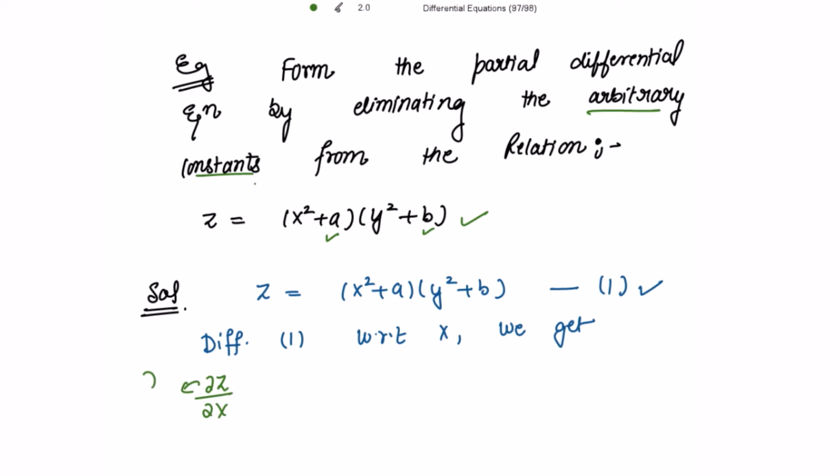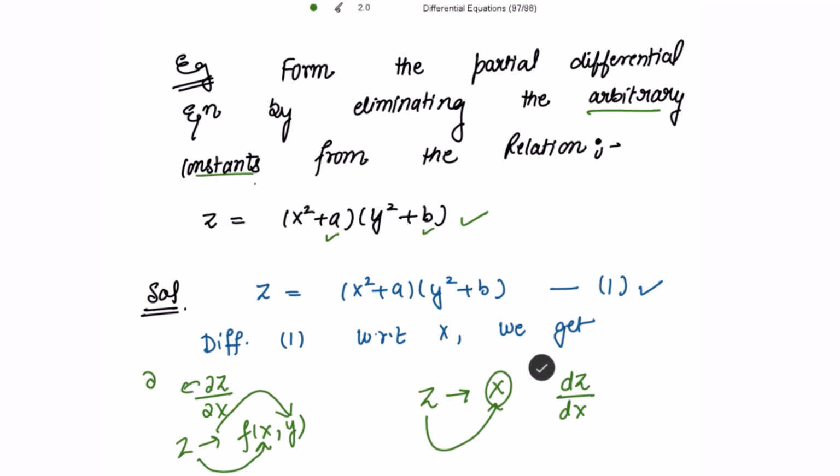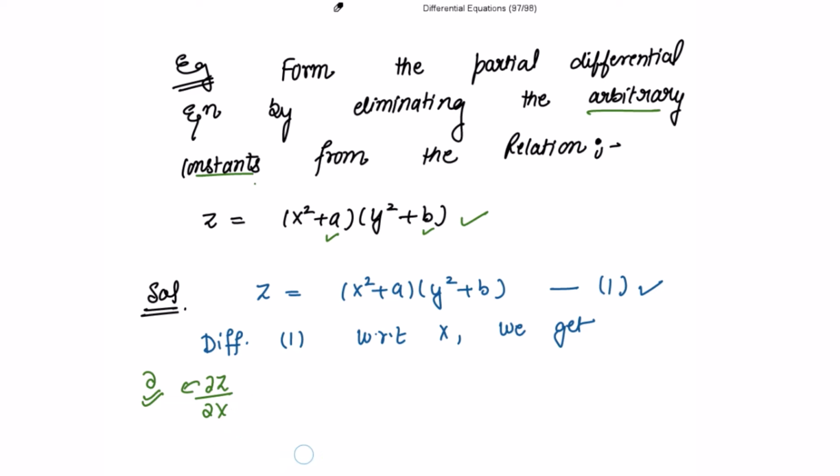Let's differentiate. So differentiating 1 with respect to x first, we get partial derivative of z with respect to x. Why am I writing this curl sign? Because z is depending upon two variables, right? So it can be partially derivated with respect to x and also with respect to y. If the dependent variable is depending upon only one variable, let's say x, then I write dz by dx. If it is depending upon more than one variable, then we use this sign.